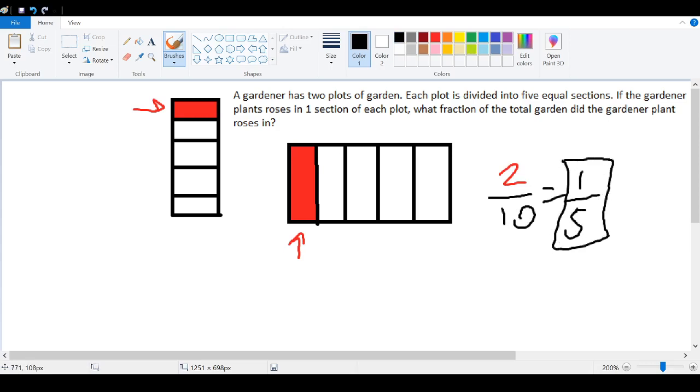And that is actually the correct answer, but this is not the correct reasoning for how you can arrive at 1/5. And the reason this is not correct is because these plots could be different sizes. And therefore, the sections of this plot will be different from the sections of this plot. So you can't actually say that each section is 1/10 of the entire garden.